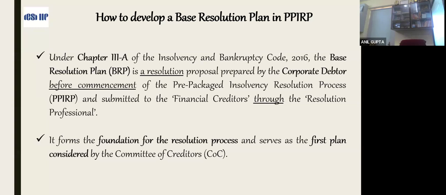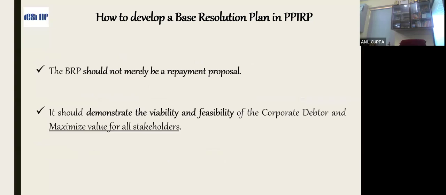It forms the foundation of the resolution process and serves as the first plan considered by the committee of creditors. In CIRP, the COC finalizes the resolution plan at the end, but in PPIRP, the base resolution plan is at the start of the process. The base resolution plan should not be merely a repayment proposal.